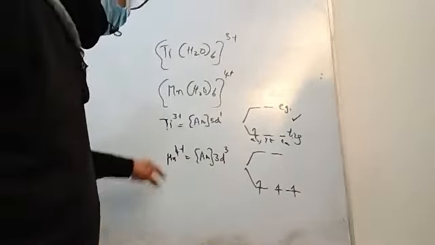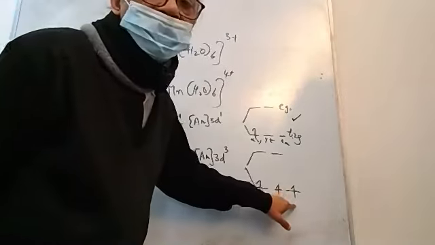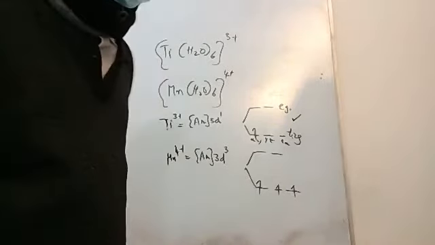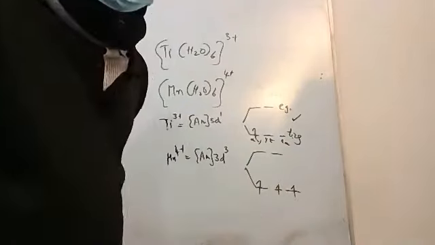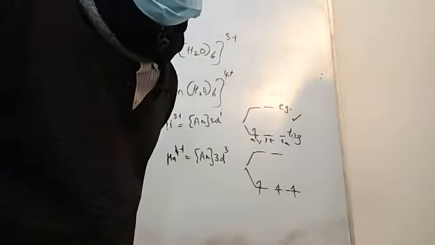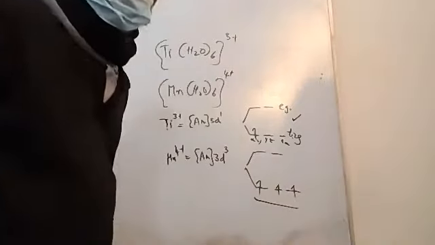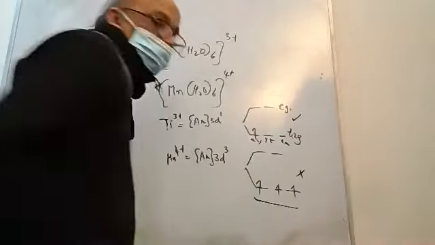Now let's argue the same thing for manganese 4 plus. In the case of manganese 4 plus, I have 3 electrons and 3 states. So you don't have too much of a choice here, or you're not going to get anything different by placing the electrons in different orbitals. So in this case, the Jahn-Teller theorem would not apply. So this will not show any distortion.